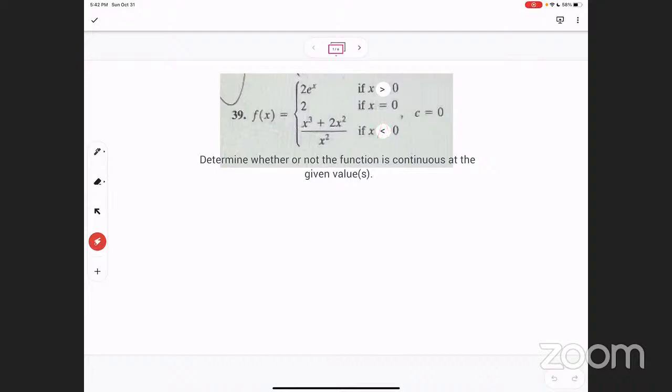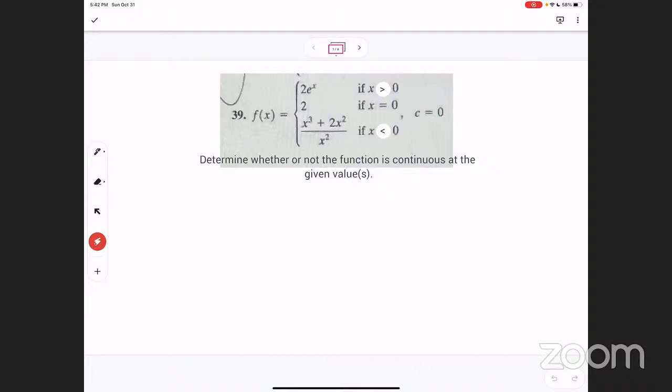So basically what we have is this is a rational function left of 0. It's a rational function with a slant asymptote, right? Because the degree of the top is 1 more than the degree of the bottom. So there's some sort of slant asymptote for the left of 0. At 0, it equals 2. And then to the right of 0, it equals this exponential function. And they say determine whether or not the function is continuous at, I'm assuming they mean at the value of 0. Yeah, at c equals 0.